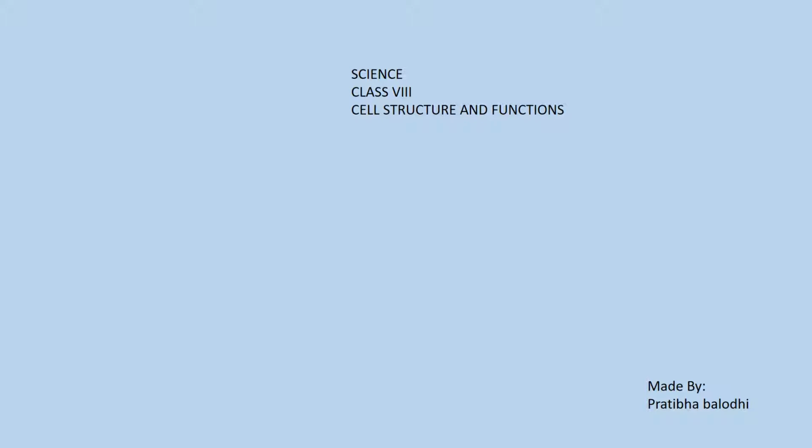All living organisms are made up of cells. The cell is the basic structural and functional unit of life. Cells make tissues. Tissues make organs, organs make organ systems, and organ systems make a living organism. Thus, the cell is the building block or the structural unit of the living body.